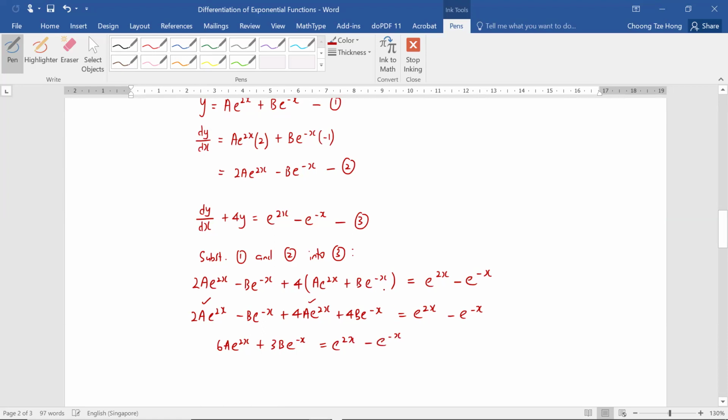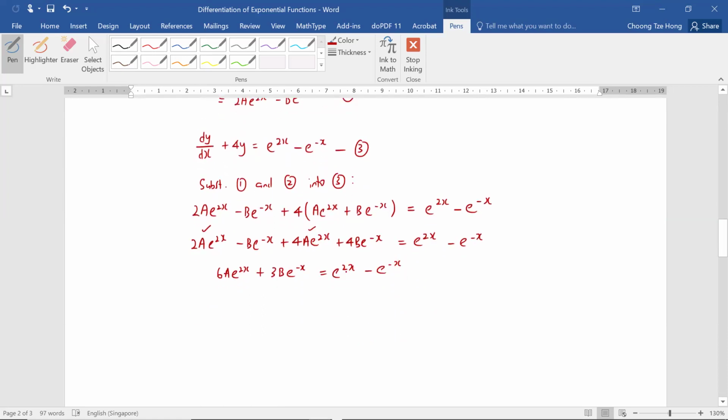Now we can do the comparison already. Let's compare the e to the power of 2x term to find a. Comparing the e to the power of 2x term, on the left side we have 6a times e to the power of 2x, and on the right side it is just e to the power of 2x. So if you divide by e to the power of 2x, you get 6a equals 1. So a will be equal to 1 over 6.